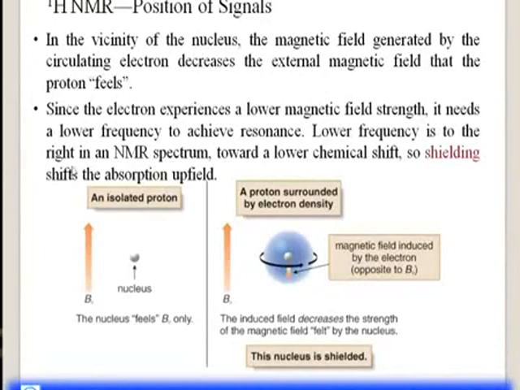And a lower frequency is written in an NMR spectrum toward a lower chemical shift. We have discussed in the last slides what chemical shift is. Shielding shifts the absorption upfield. Here you can see the nucleus, not surrounded by electrons, but if it is surrounded by electrons, there is a shielding effect because of the magnetic field produced by these electrons. The field felt by the proton will decrease compared to the absence of electrons, because of the secondary induced magnetic field of the electrons.